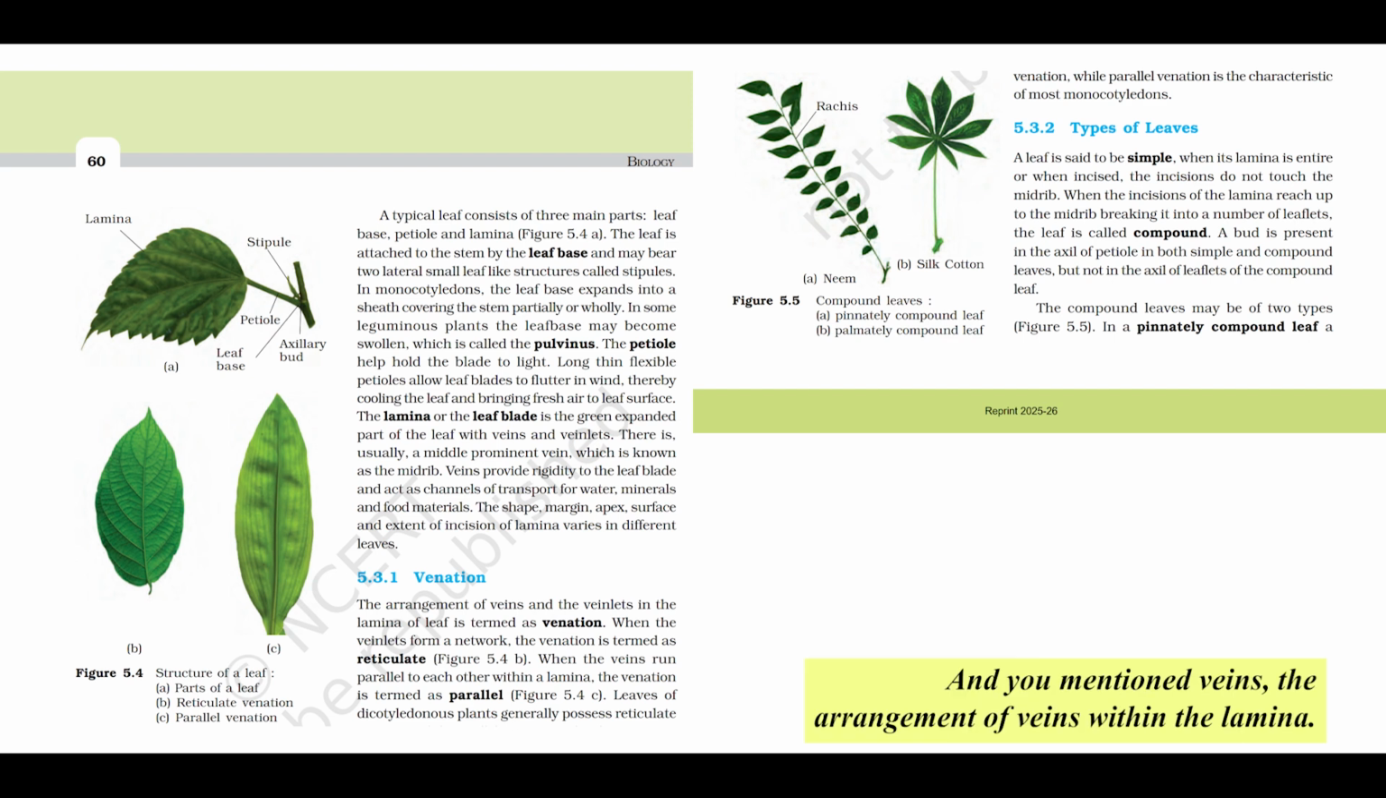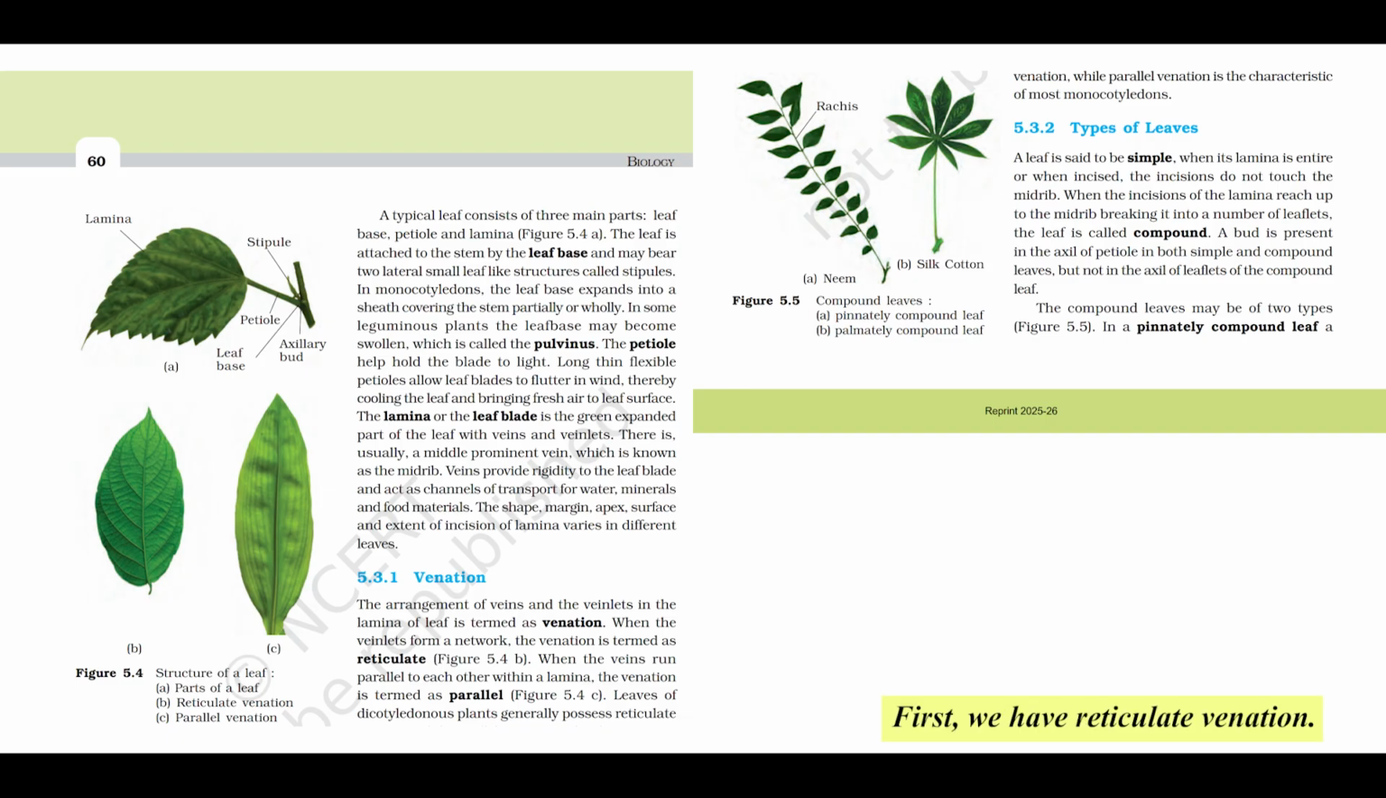And you mentioned veins. The arrangement of veins within the lamina, the venation, is another key characteristic, isn't it? What are the main types? Indeed, venation refers specifically to the pattern of arrangement of veins and veinlets within the lamina. This pattern isn't just for looks, it's a fundamental classification trait. There are two primary types you absolutely need to know.